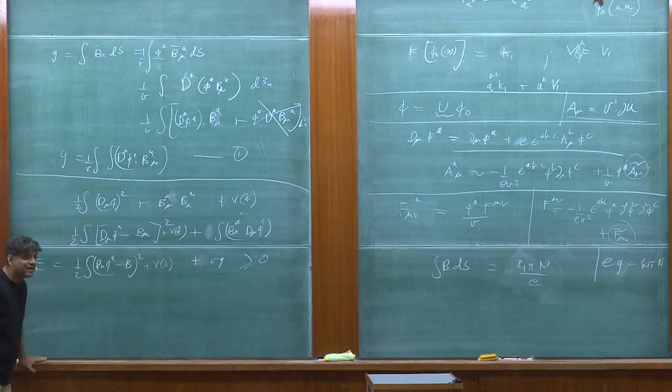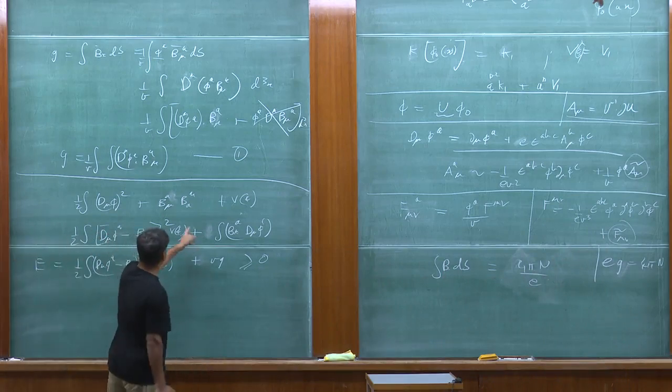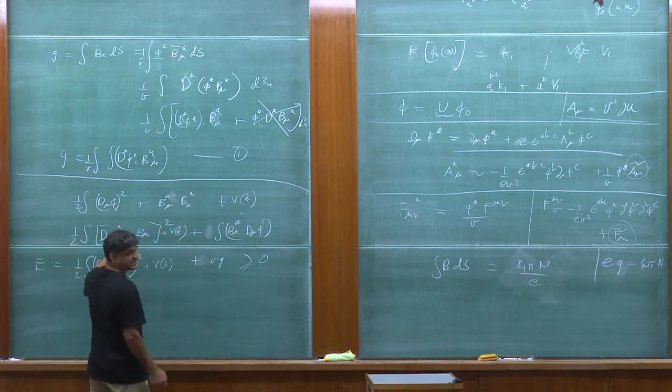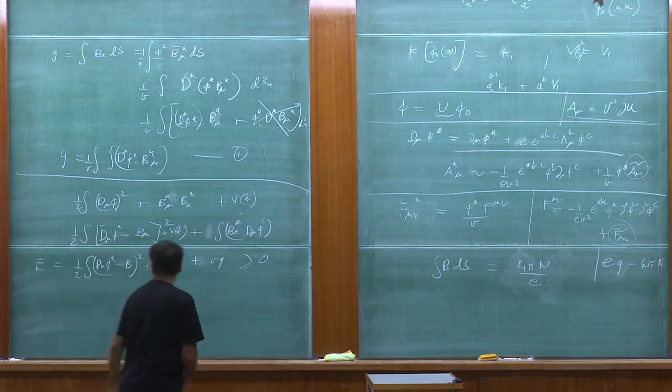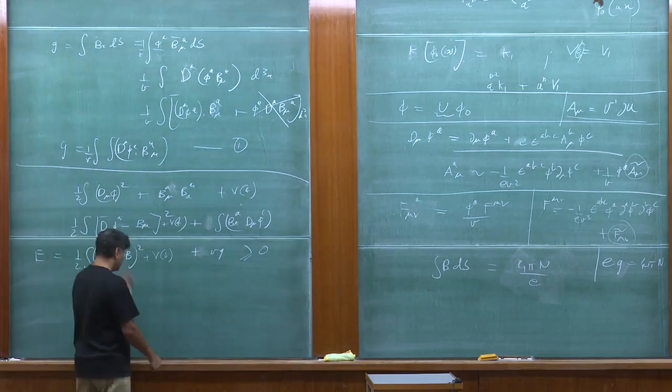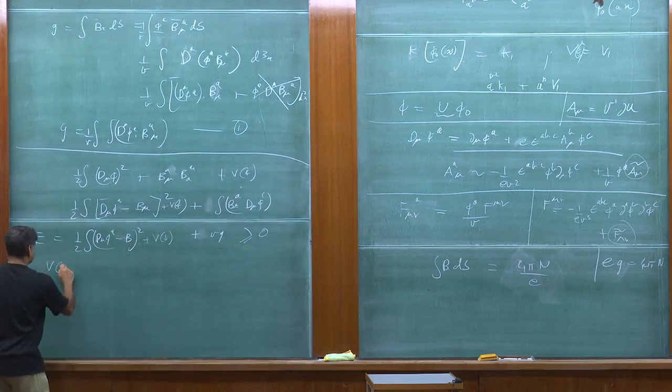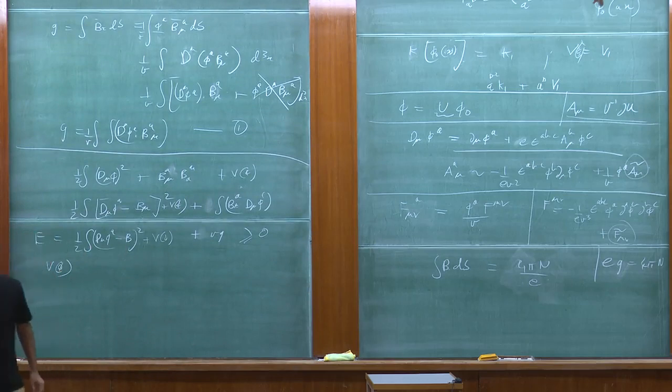Louder, sorry. Yeah. If we had minus g, I would have done this thing with a plus here. Right? So V of phi is required to be positive everywhere.